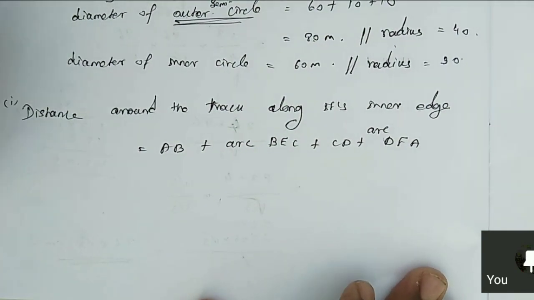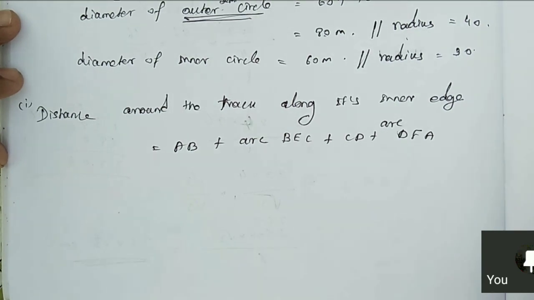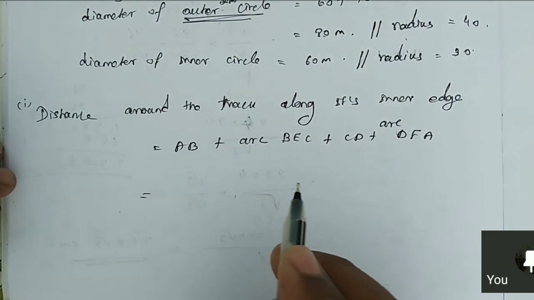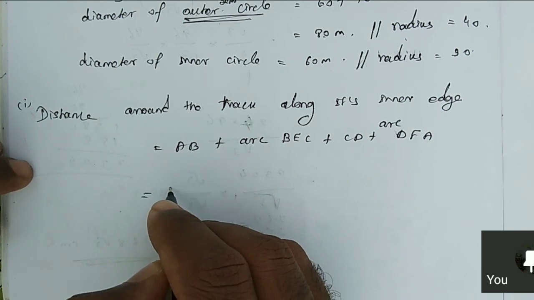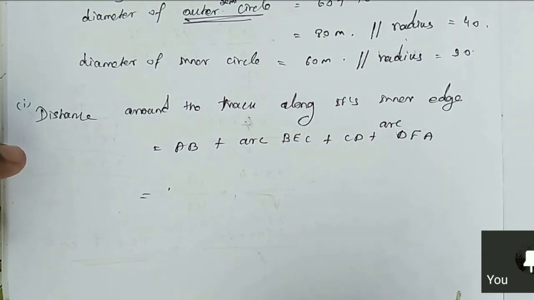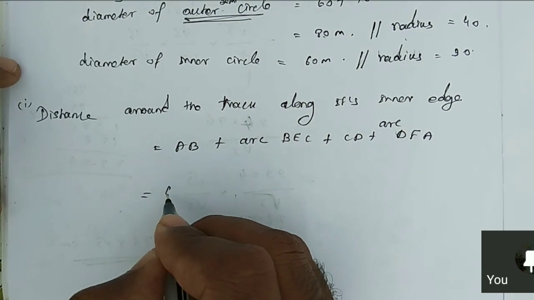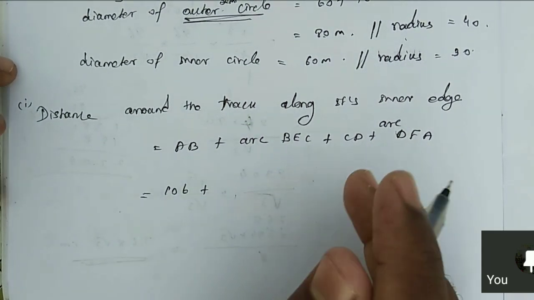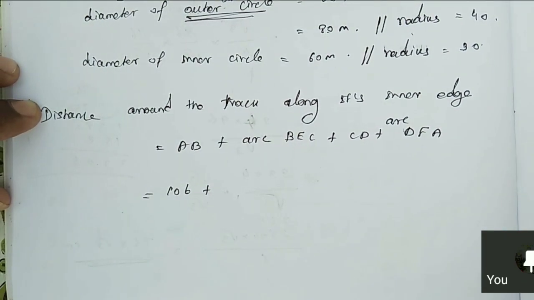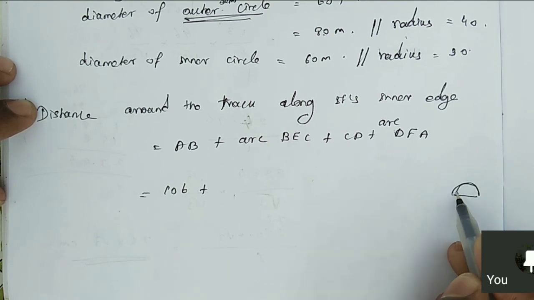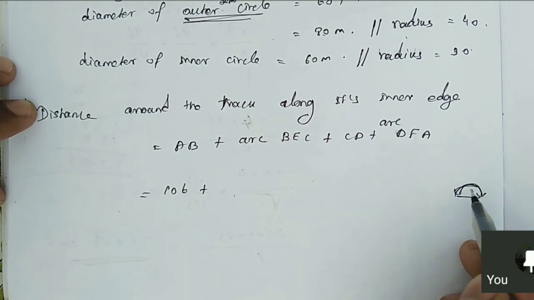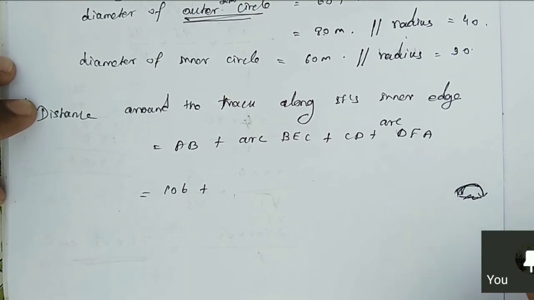Now, AB. What is AB? The length of the track. AB, what is it? Length of the track, what is it? 106 meters plus the arc. What is the arc? Here it looks like a semicircle, right? So what is the semicircle? This arc length, this arc alone, what is it?